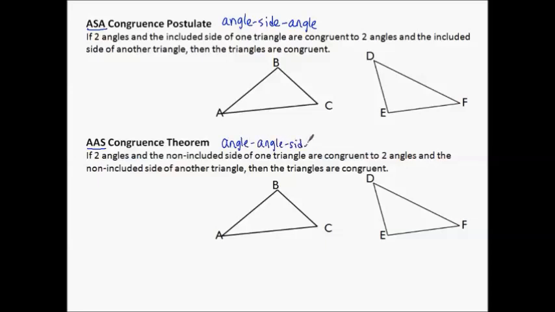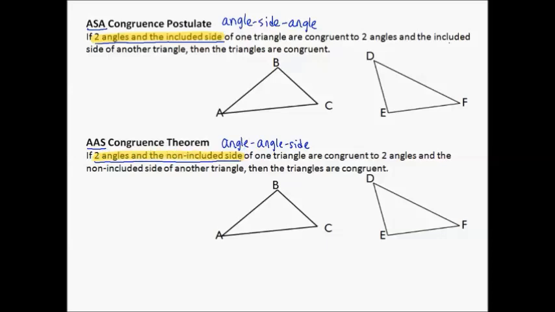side. Now the question is, how does that look different? Here's how it's described. If two angles and the included side of one triangle are congruent to two angles and the included side of another triangle, then the triangles are congruent. Versus angle angle side says if two angles and the non-included side of a triangle are congruent to two angles and the non-included side of another triangle, then the triangles are congruent. So how does that look differently? Two angles and the included side versus two angles and the non-included side.